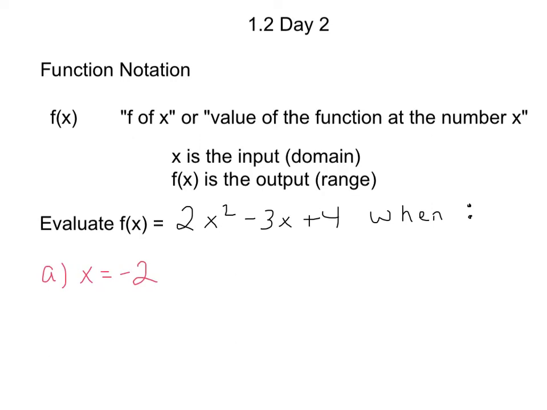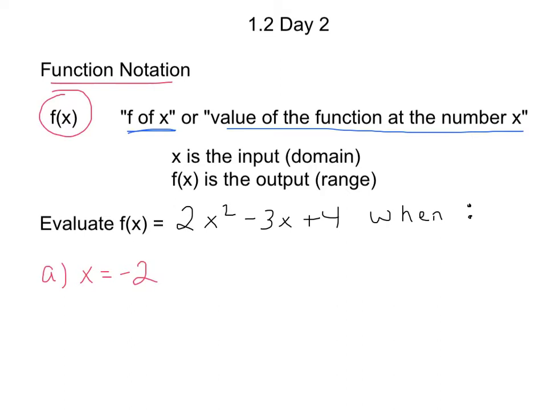Alright, tonight we're going to finish up section 1.2 and we're going to talk a little bit about function notation. When we talk about function notation, we're talking about this symbolism right here, the f with the x in parentheses. Now that's not a multiplication. We actually read that as f of x, or we could call that the value of the function at the number x. Whether the function is denoted with f of x, it could be g of x, it could be h of x, it could be just about anything.